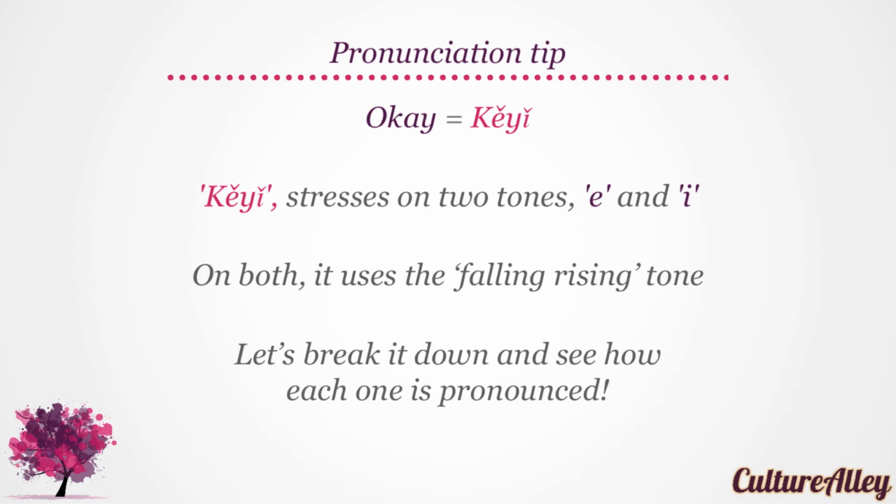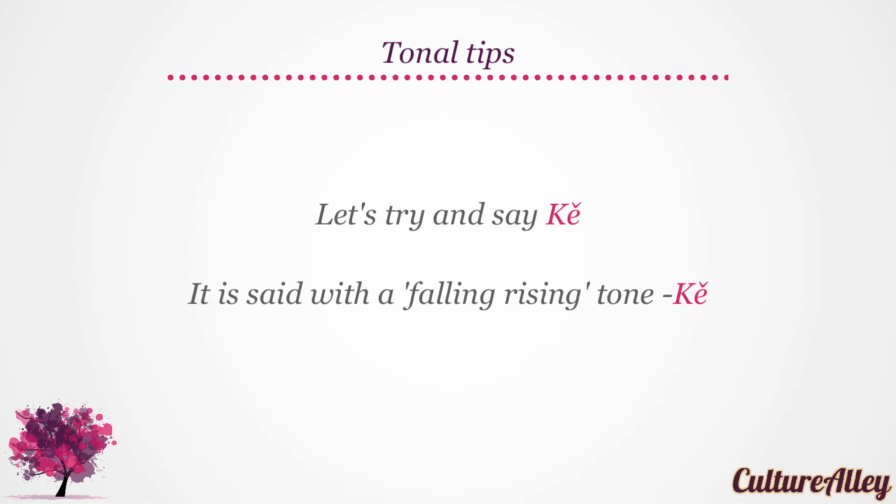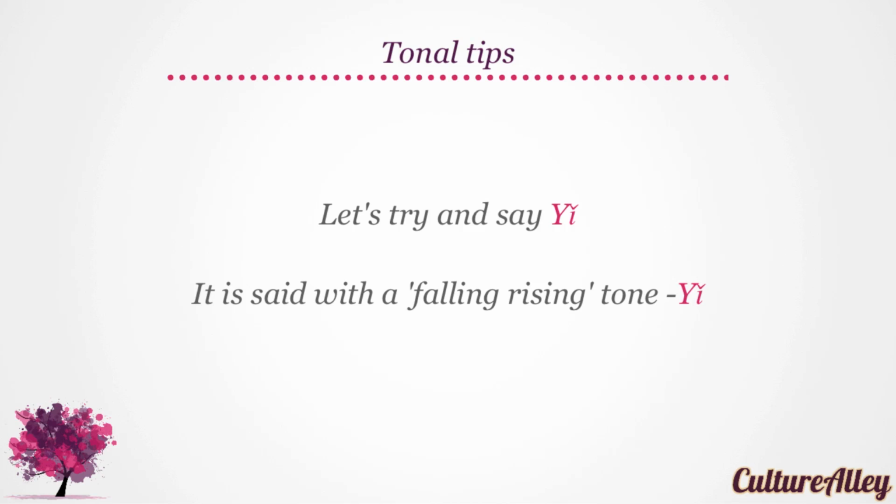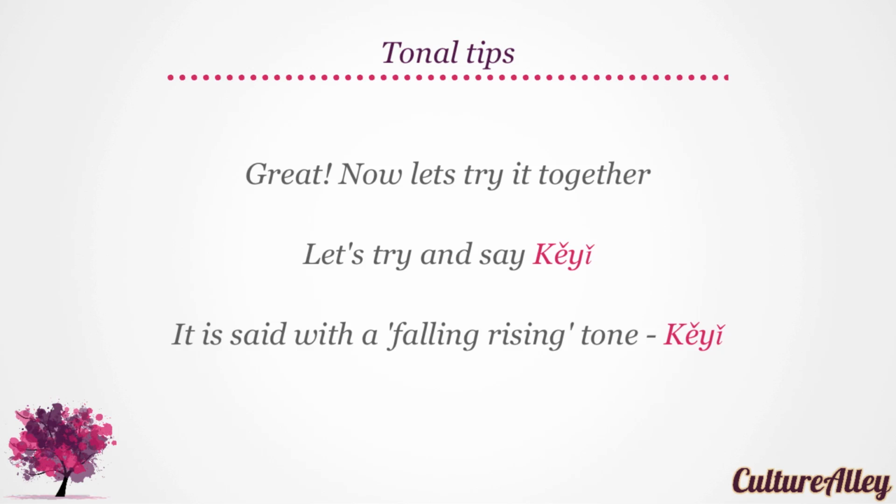可以 stresses on two tones, E and I, and on both it uses the falling rising tone. Let's break it down and see how each one of these is pronounced. Let's try and say 可. It is said with a falling rising tone, like 可. Can you try and say 以? It is said with a falling rising tone, like 以. Great! Now let's try it together. Can you say 可以? It is said with a falling rising tone, like 可以.